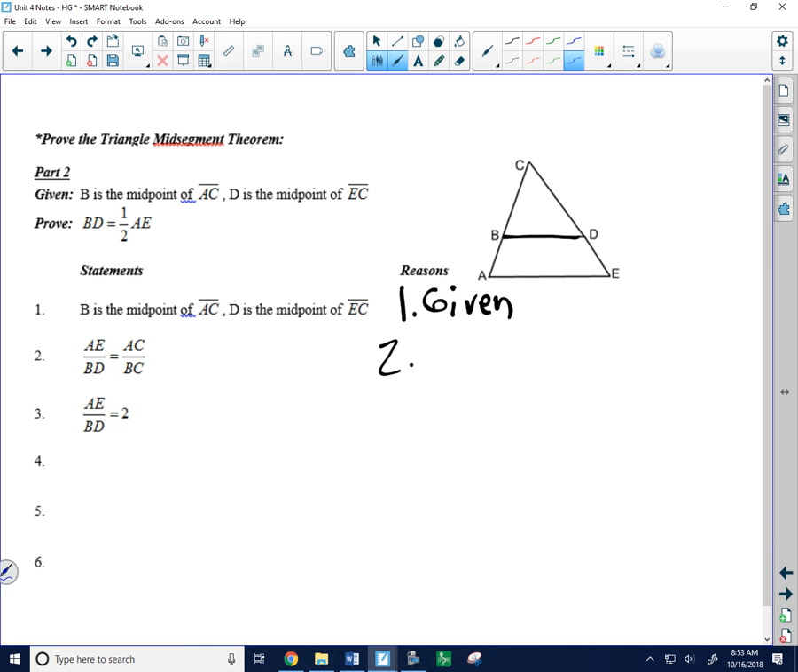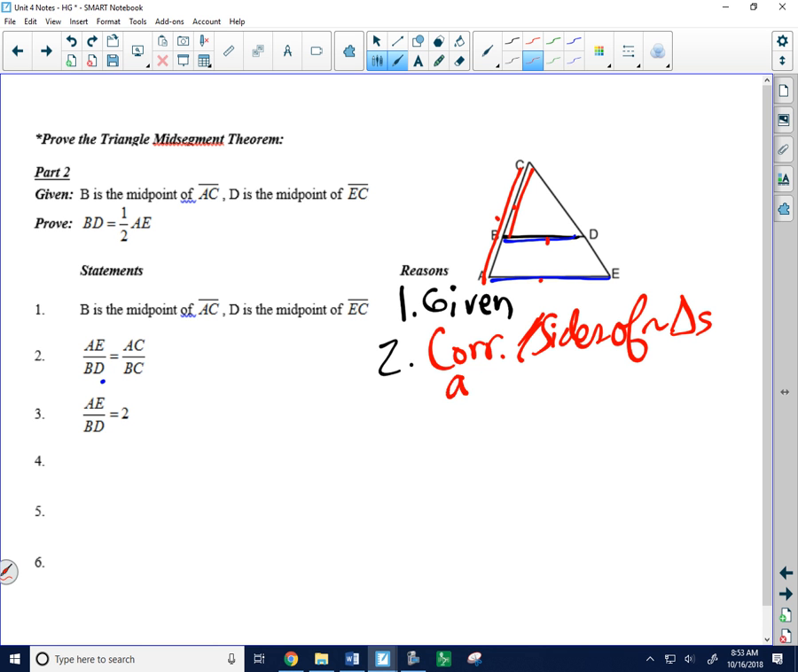So I'm going to write a ratio. AE matches up with BD, and that ratio equals AC to BC. Big triangle to small for the blue, big triangle to small for the red segments. This is the definition of similar triangles: corresponding sides of similar triangles are proportional. Basically, I can write equal ratios. The sides have the same ratio.